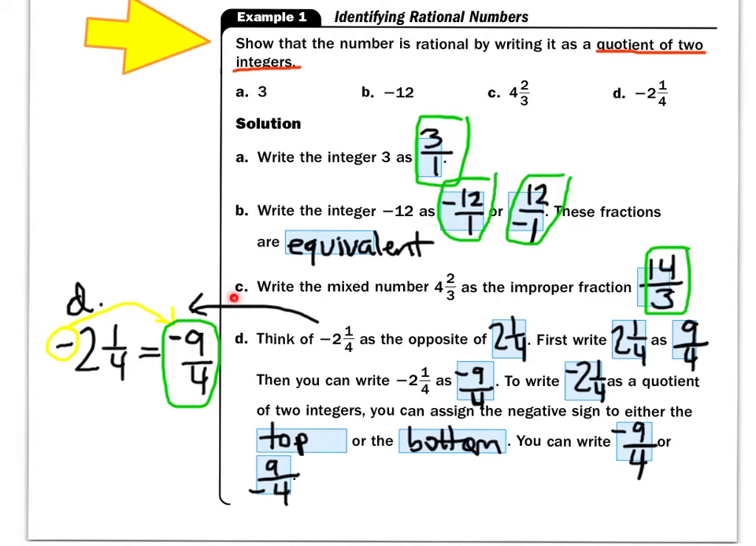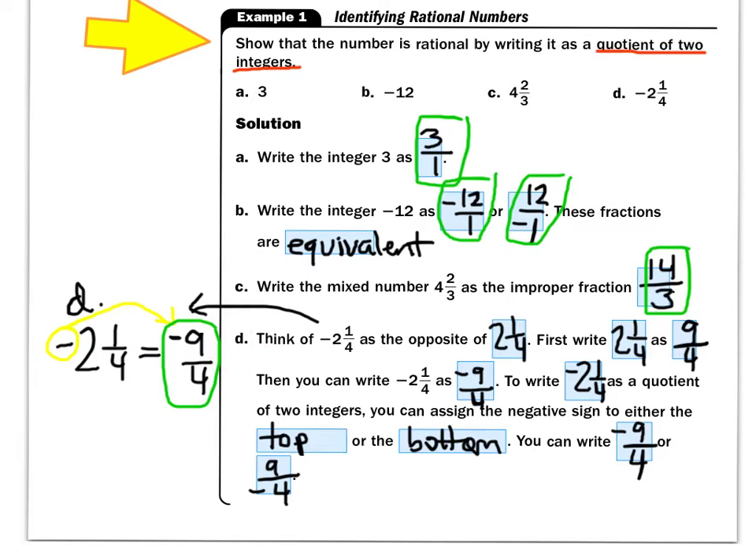Okay, take a look at C. They want us to write the mixed number and prove that it's rational. So first thing, we write it as an improper fraction. Remember, start at the 3. 3 times 4 is 12. 12 plus 2 is 14 over 3. And so as soon as we wrote it as a fraction, 14 over 3, then that meant it was rational.